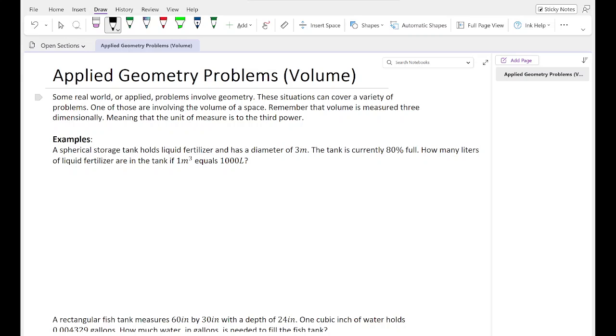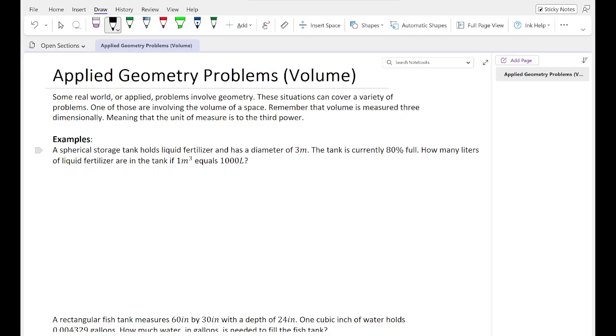So let's look at some examples. A spherical storage tank holds liquid fertilizer and has a diameter of 3 meters. The tank is currently 80% full. How many liters of liquid fertilizer are in the tank if 1 cubic meter equals 1,000 liters? So 1 cubic meter, 1,000 liters. So we know what we're working with here.